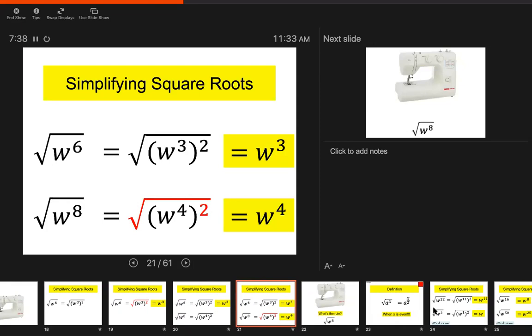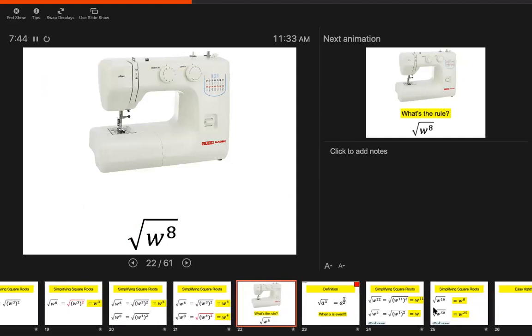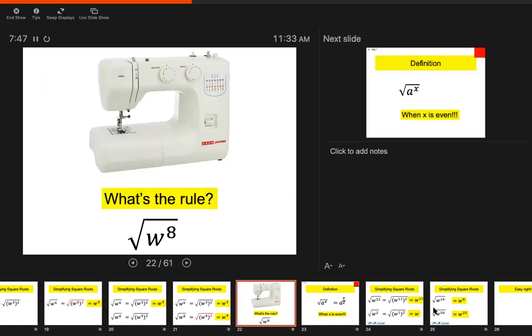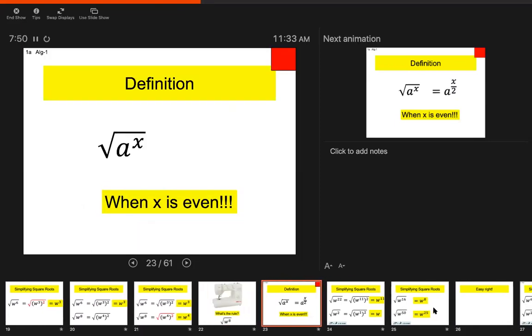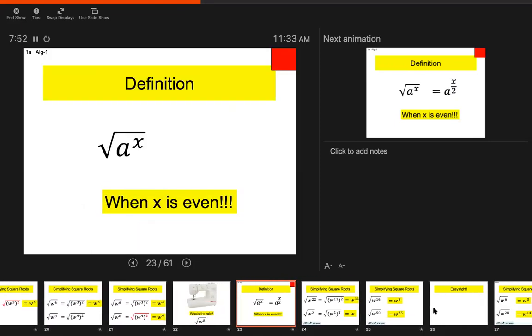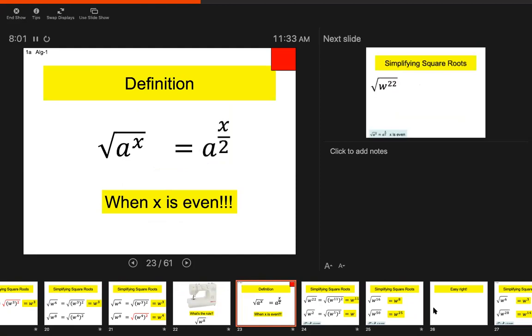Can anybody tell me a rule? What would be the rule if I took w to the 8th power? Well, the rule is this. Write this down, please, in your notes. If you take the square root of a variable to an even power, it's got to be even, all you do is take the power and divide it by 2 and you're done. You erase the square root symbol, you write the variable to the power divided by 2 if x is even. So all you do is take half of x and you're done. Erase the square root symbol and you're done.